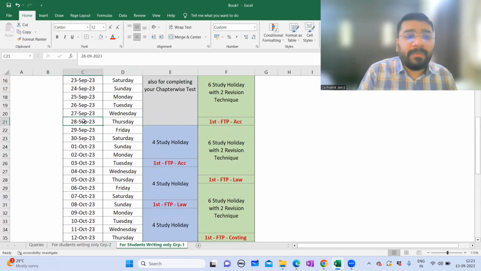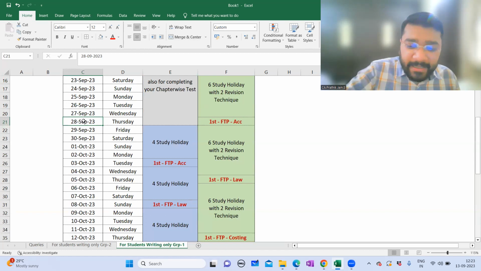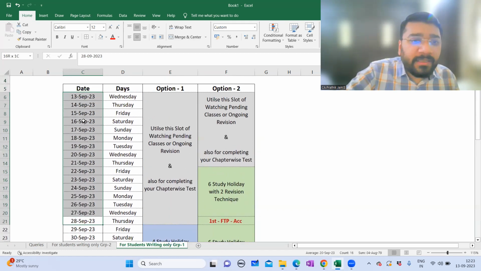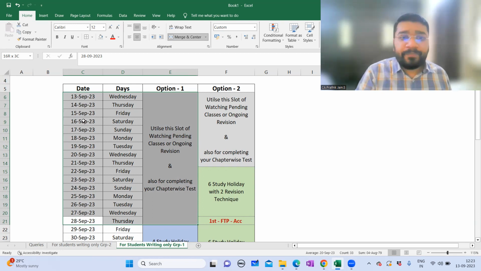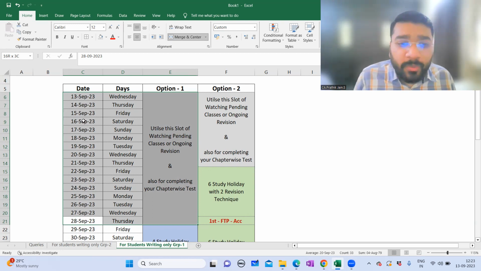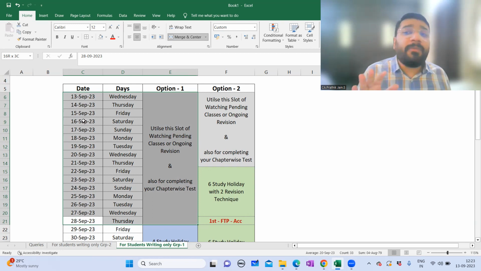Now, 28th September, Thursday: if you come in reverse till the present day, which is 13th September, you can utilize this slot for watching your pending classes or the ongoing revision, or for completing a chapter-wise test. So now, guys, if you are going to follow option one, then from 13th September till 28th September is the maximum time by which you have to complete watching your classes. Ongoing revisions have to be completed, and the chapter-wise test or consolidated test has to be completed.